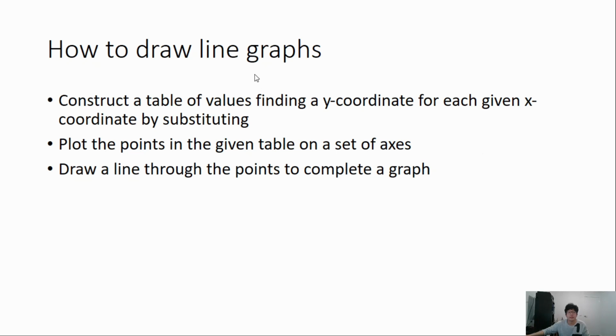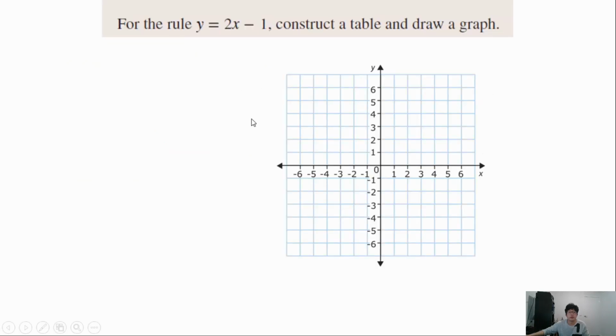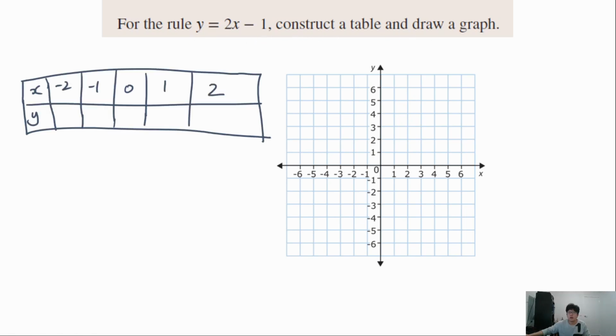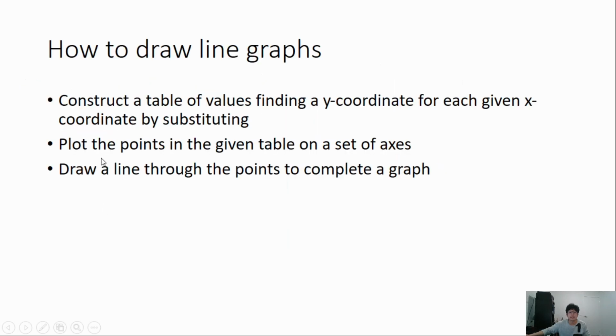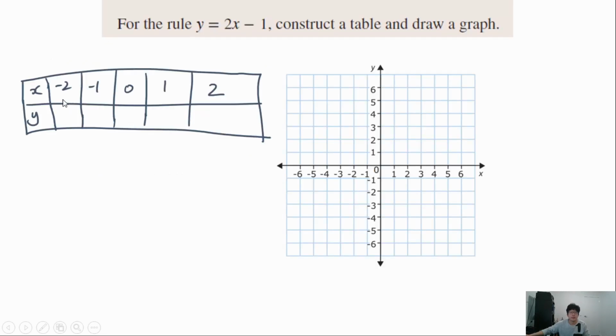And now that we've got those in our books, let's have a go at this question here. It says, for the rule y equals 2x minus 1, construct a table and draw a graph. So the first step is to construct a table, to find a y coordinate for each given x coordinate by substituting. That means we need to substitute each x coordinate into the rule for each point. I've gone from negative 2 to 2. You can go further if you want, negative 3 to 3 or negative 4 to 4, but let's stick with negative 2 to 2 for now.